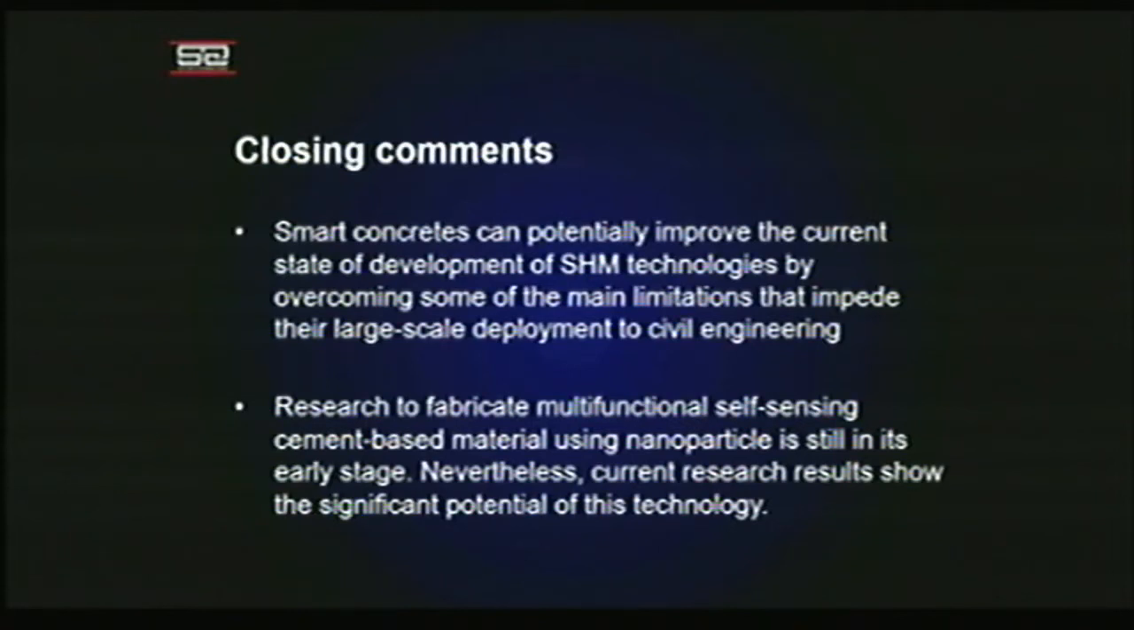Research to fabricate multifunctional, I'm talking about multifunctional, it has its own meaning. You can look into several literatures, and you will get to know the definition of it. Because of time constraints, I'm not able to explain more.